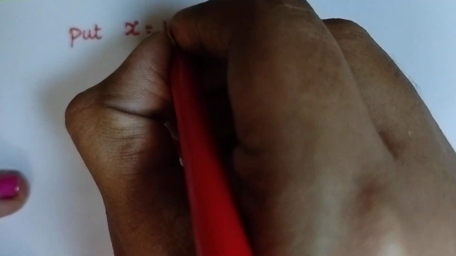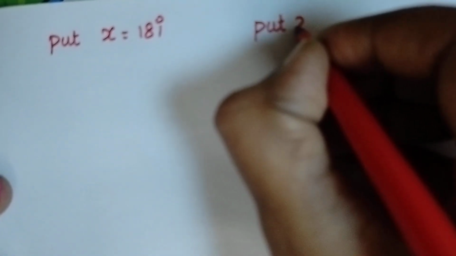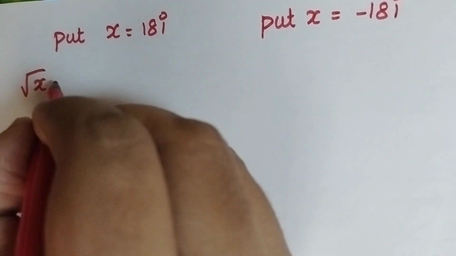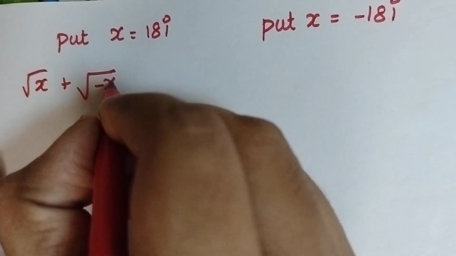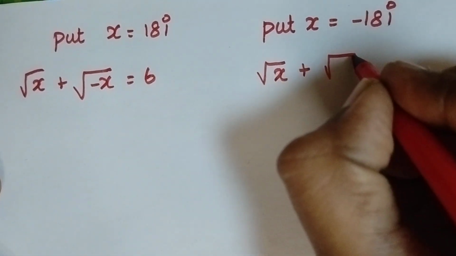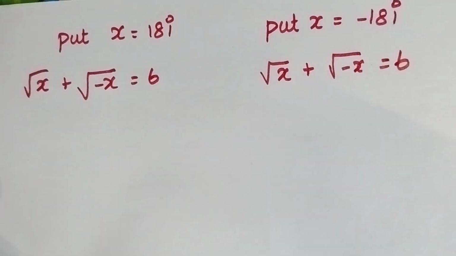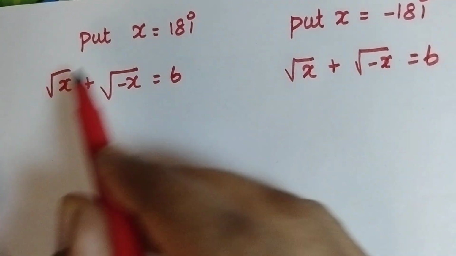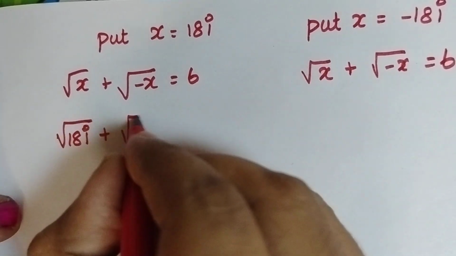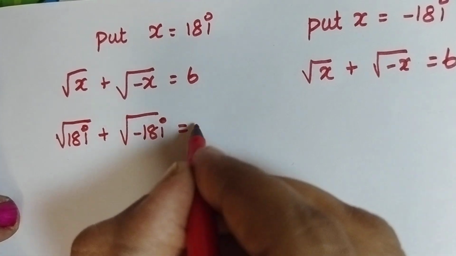x is equal to 18i, and the next step I am going to put x is equal to minus 18i in the actual question. Here the actual question is root x plus root minus x which is equal to 6. So here I am going to put x is equal to 18i. Therefore root 18i plus root minus 18i which is equal to 6.